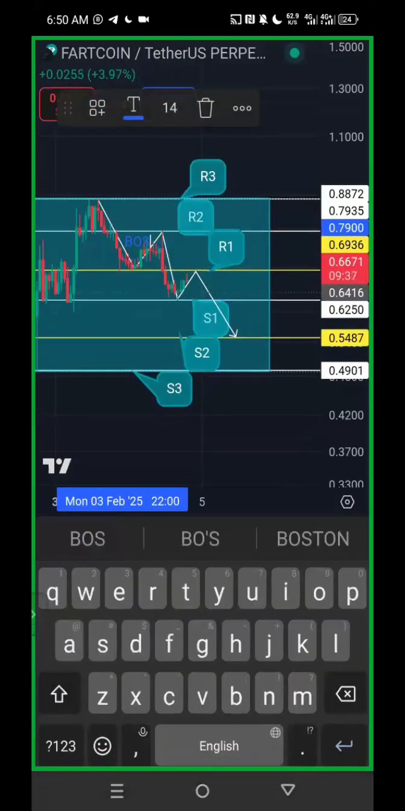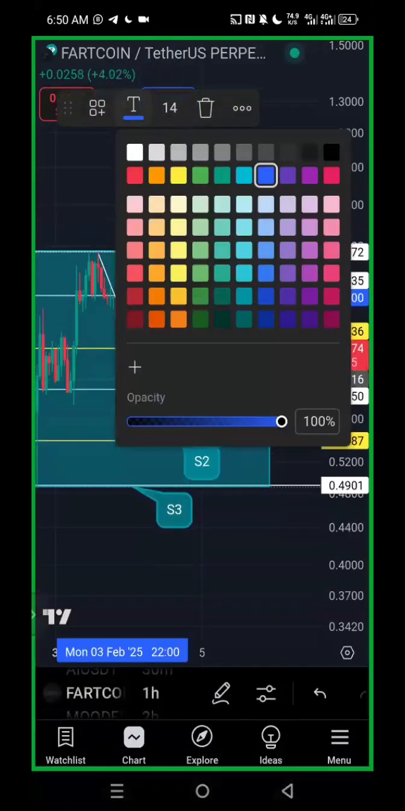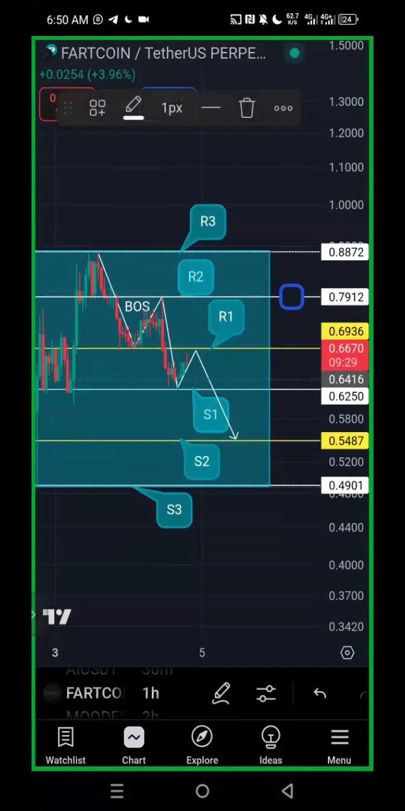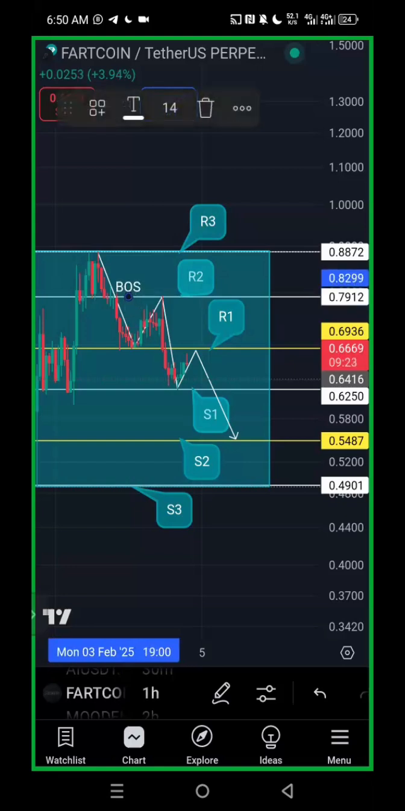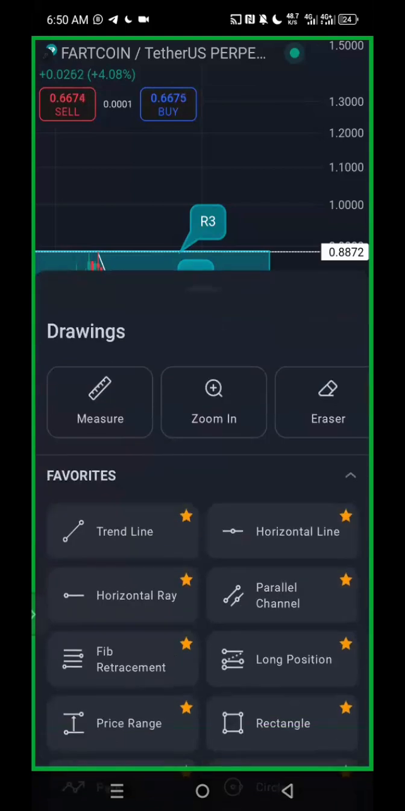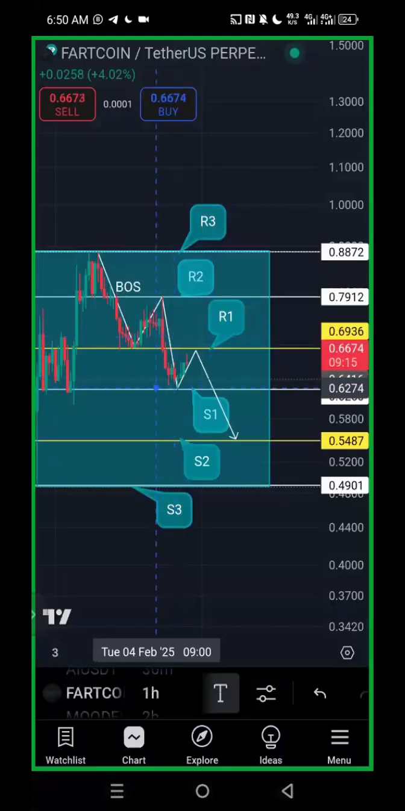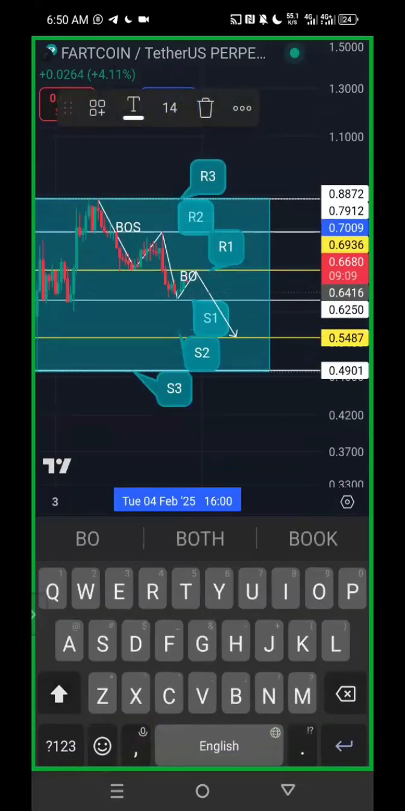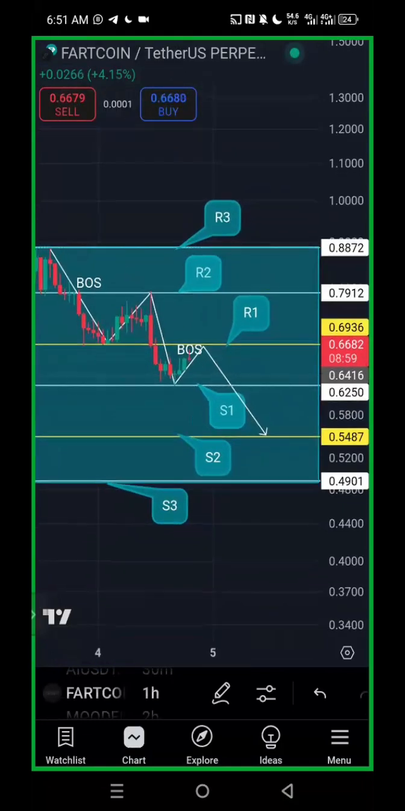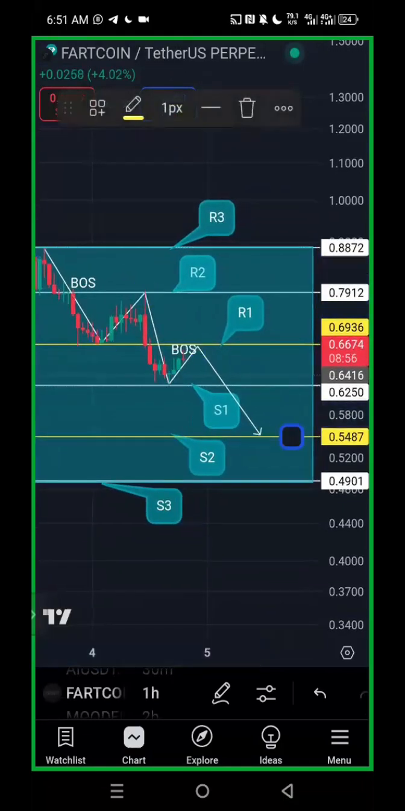This was the first break of structure. Let me change the color to white. So the first break of structure was at that point. Okay. Right? Yeah, that was the first break of structure, right? Then the second break of structure was here. See that break of structure? It broke the line. Yes. There was a break of structure below that line. So let me just do that like this.